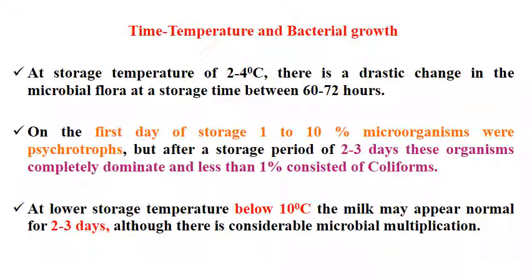At lower storage temperature below 10 degrees Celsius, the milk may appear normal for 2 to 3 days, although there is considerable microbial multiplication. So when we are storing the milk at 10 degrees Celsius or below, milk may not be spoiled. It may look normal, but a large number of microbes will be growing due to the growth of psychrotrophs, but still it is not really spoiled.